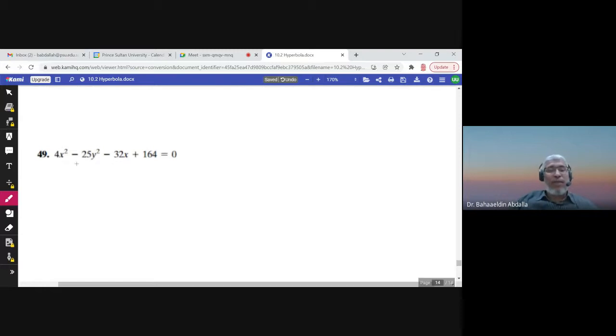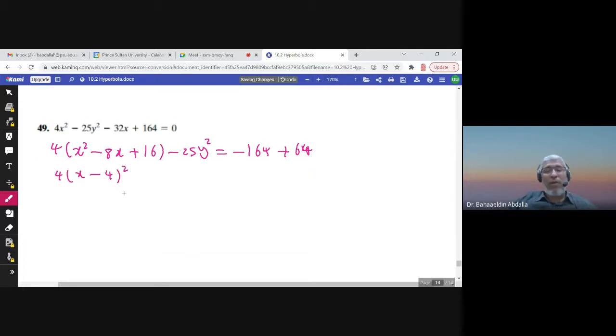Take 4 as a common factor. Negative 32 divided by 4 is 8. 8 over 2 squared is 16. Negative 25y squared. There is no y, so that's it. Negative 164. 4 times 16 is 64. And that's it. I did not add anything here. So 4 times x minus 4 squared minus 25y squared equals negative 100.